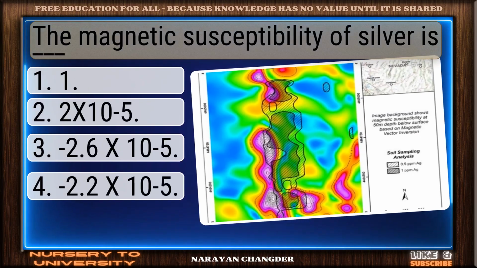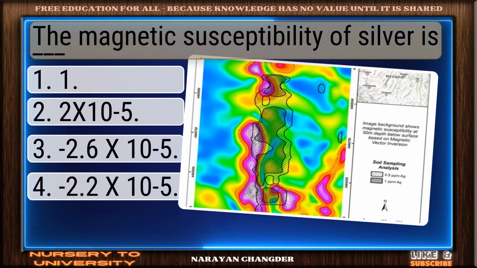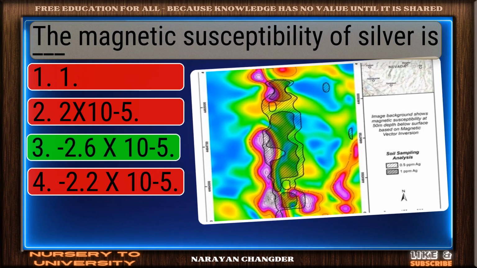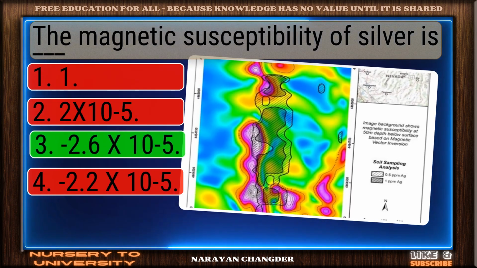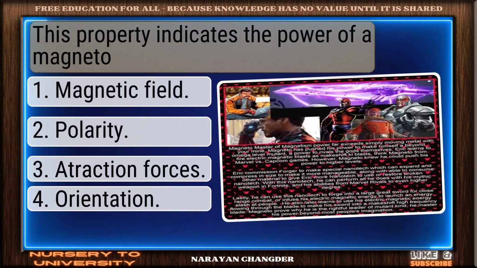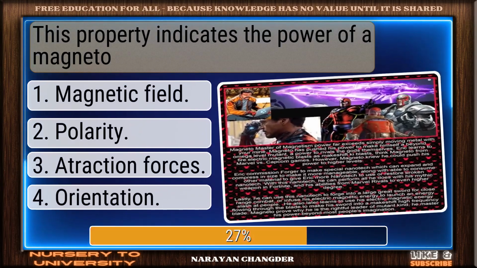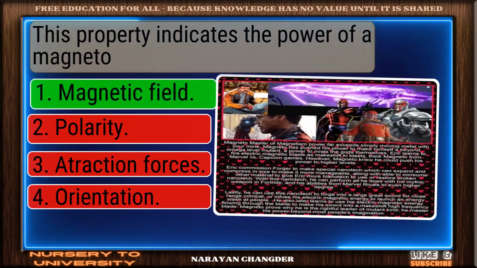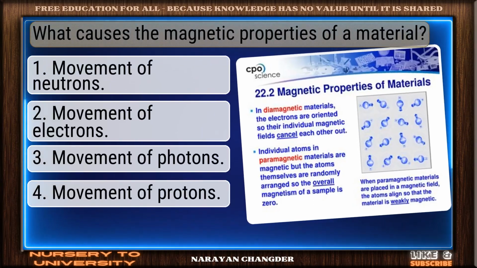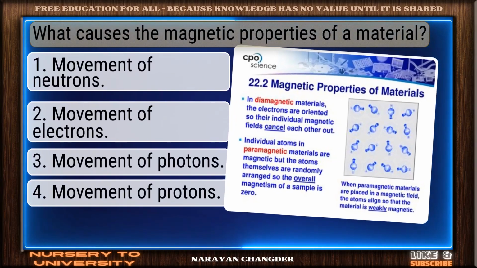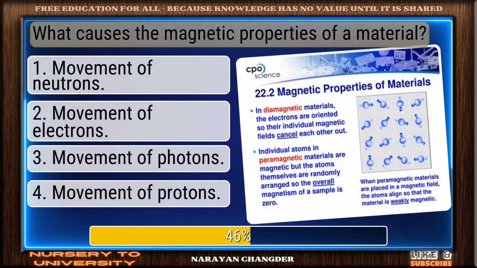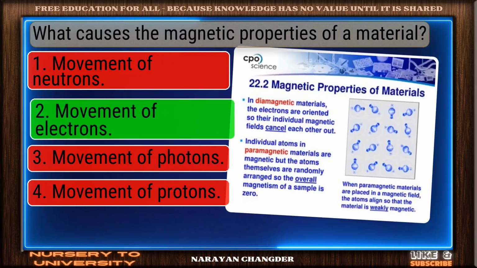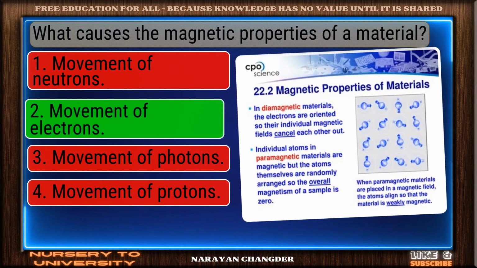The magnetic susceptibility of silver is dash. Well done. 2.615 is the right choice. This property indicates the power of a magnet. Smart pick. Magnetic field is the correct choice. What causes the magnetic properties of a material? Excellent. Movement of electrons is a brilliant choice.